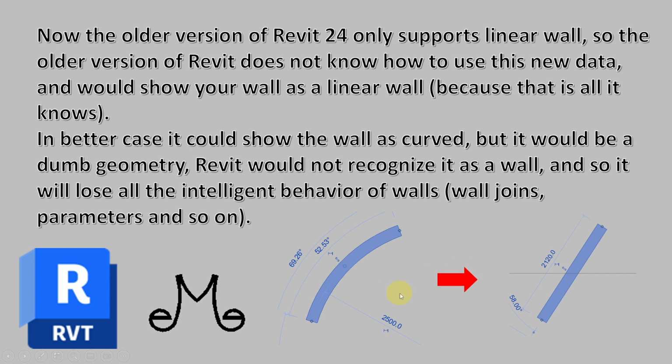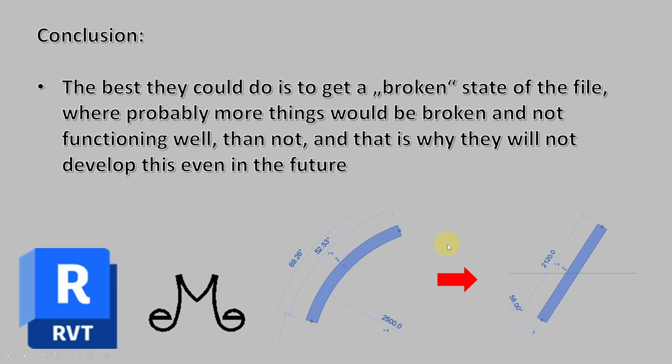Another scenario is that they could at least, let's say, preserve the geometry, so the wall would be curved also in the previous version, but it would be dumb geometry, because Revit would not recognize it as a wall, and so it would lose all the intelligent behavior of walls, for example wall joints, parameters, and so on. You would not be able to change the geometry, and it would be just static, like importing a CAD file. So this is why they say that in theory the best they could do is to get some broken state of the file, where probably more things would be broken than functioning.